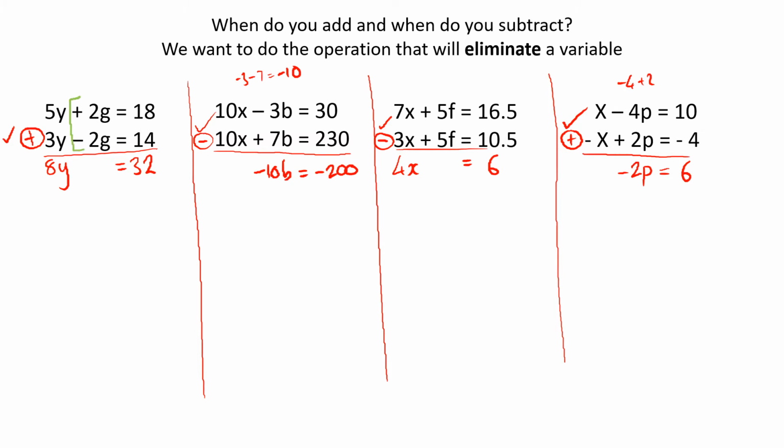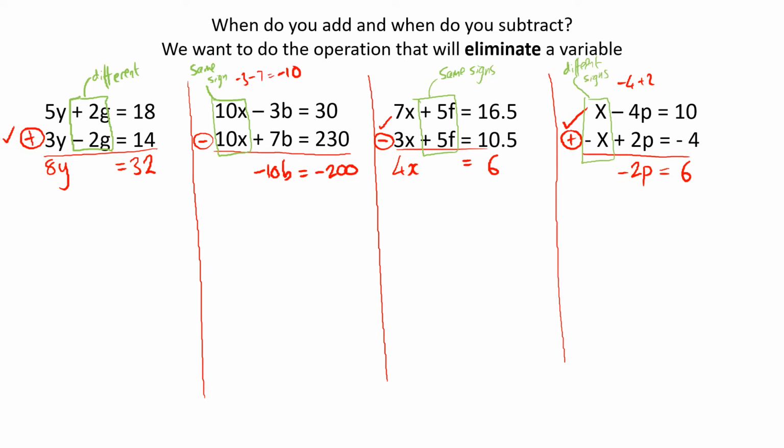So in this question, we were eliminating the g's, and they had different signs. In this question, we were eliminating the x's, and they had the same sign. What I mean by that is they were both 10x. They weren't 10x and minus 10x. In this third question, we were eliminating the 5f's, and they have the same signs. Plus 5f, plus 5f. And in this last one, we were eliminating the x's. Let's just draw that box a bit neater. And they had different signs. We had x and we had minus x.